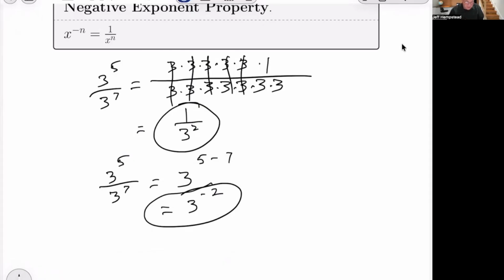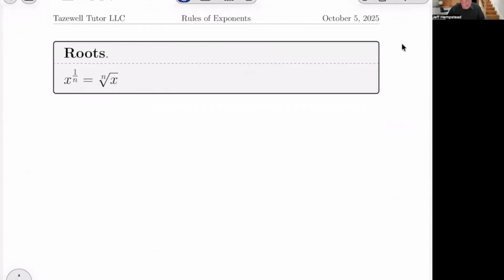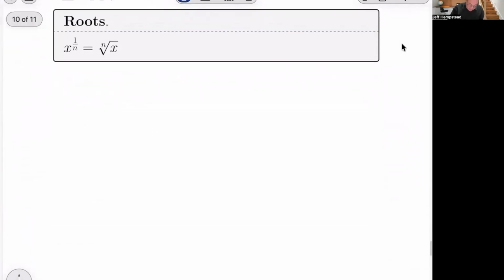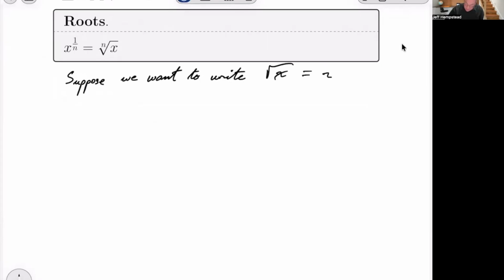What if your exponent itself is in the denominator? Can we have a fractional exponent? Yes, we can. And here's how we're going to do that. Suppose we want to write the square root of x as x raised to some exponent. I'm going to call that k. Don't know yet what it is, but we want to find a k such that x raised to the k is equal to the square root of x.